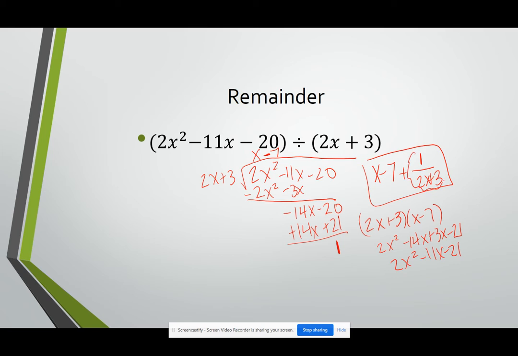That's where this comes in. 2x plus 3 times 1 over 2x plus 3. These cancel out, and we're left with plus 1. So we add 1, and we get 2x squared minus 11x minus 20, which is what we wanted. Bam, this is correct. So that's how you would check your answer.